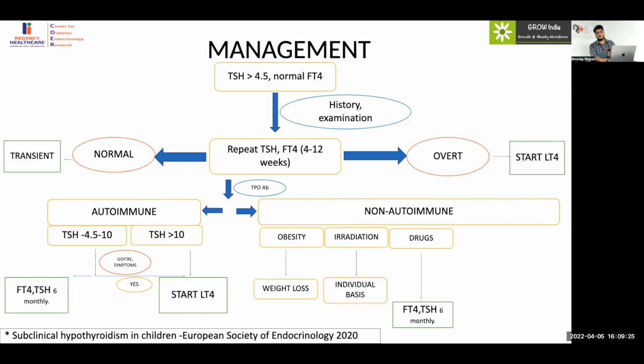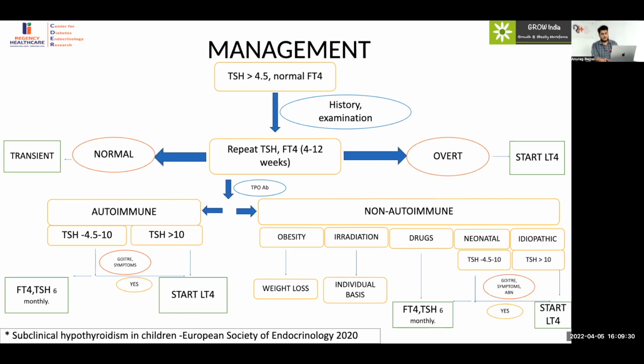And with regard to drugs, we need to periodically monitor every 6 months, looking at FT4 and TSH. In case the TSH levels are more than 10, then we need to start treatment. And in the neonatal period, we need to immediately evaluate and look for the cause. If there is any obvious cause which is known to cause overt hypothyroidism, then we need to treat immediately, even in cases of subclinical hypothyroidism.